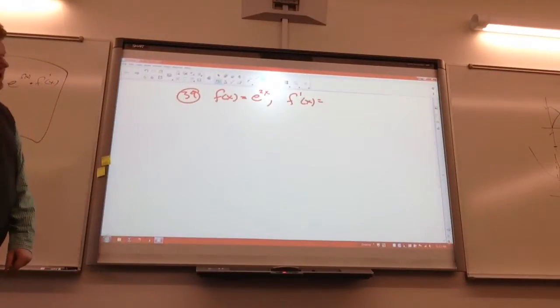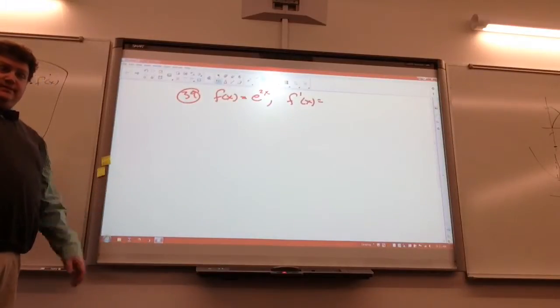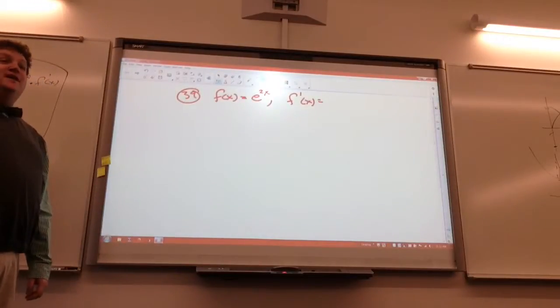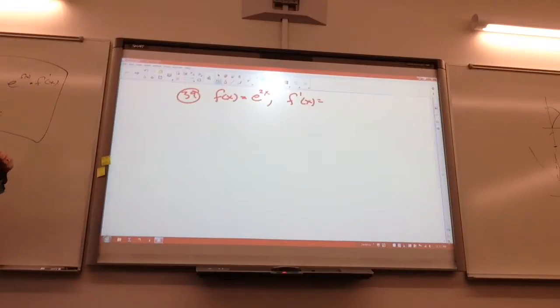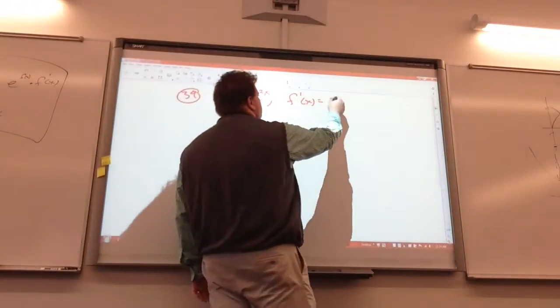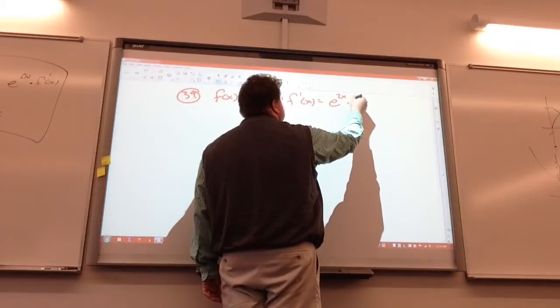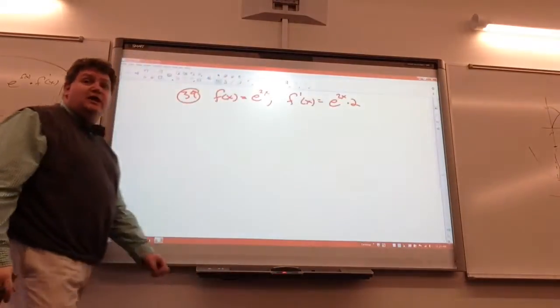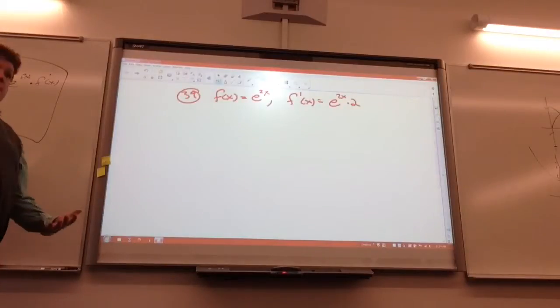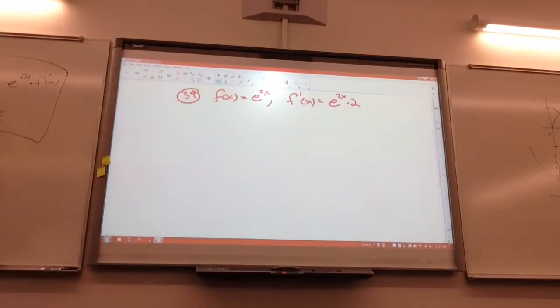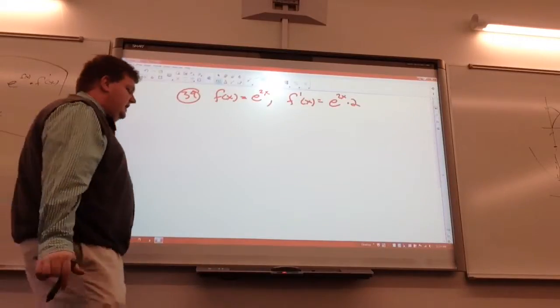Anybody? How would I go about doing so? You are thinking of natural log, and this is e. It's e to the 2x times 2. Good. So e to the 2x times 2 is what it comes out to be. You're just following the same derivative rule for e: the e part always repeats, and then you multiply by the derivative of the exponent.